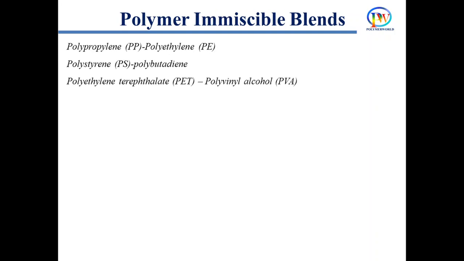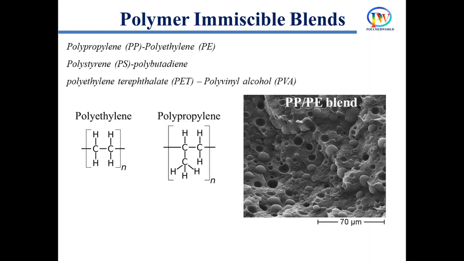Whereas examples of immiscible polymer blends are polyethylene polypropylene blend, polystyrene polybutadiene blend, polyethylene terephthalate polyvinyl alcohol blend. In the SEM image of polyethylene polypropylene blend, we can clearly see that these two polymers are not miscible, as both the polymers exist in two separate phases.